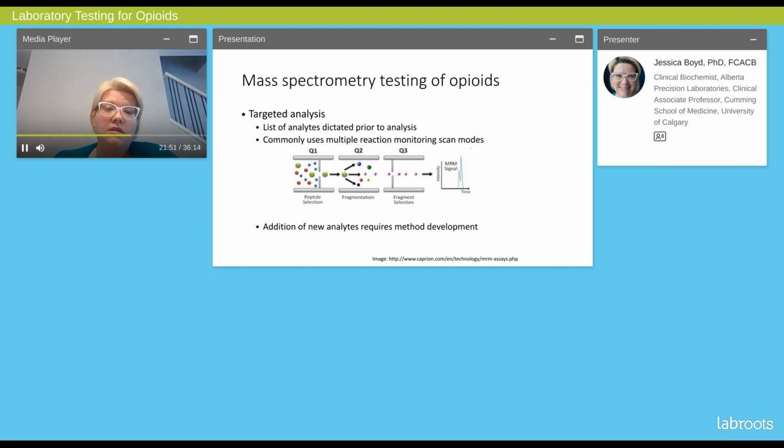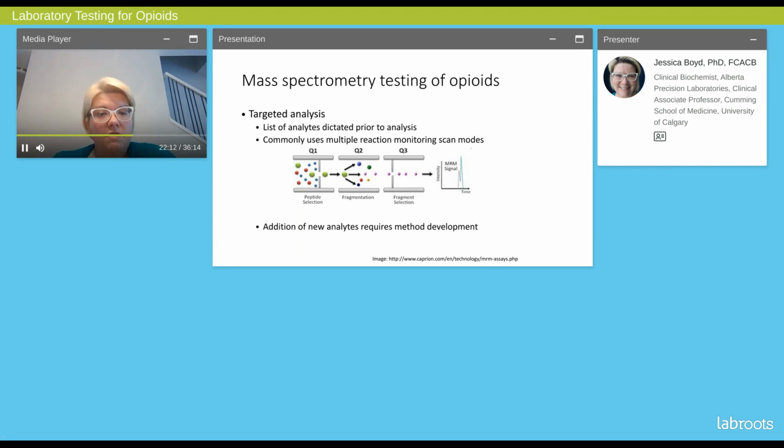And so typically in any one of our drug screen analyses, we'd be monitoring at least 2 of these transitions per analyte. And we are able to do this simultaneously so that we can look at all of these opioids, and other classes of drugs, at the same time.